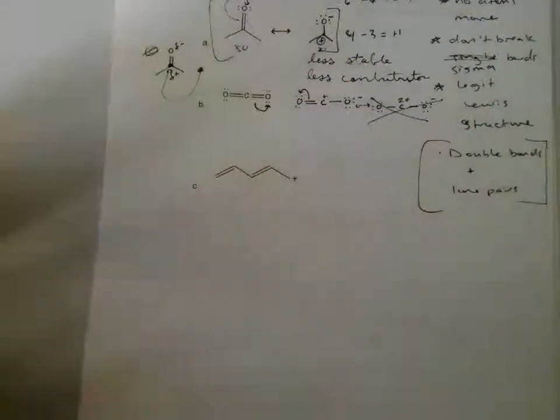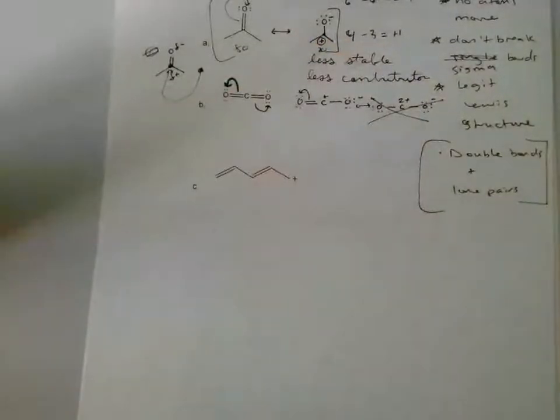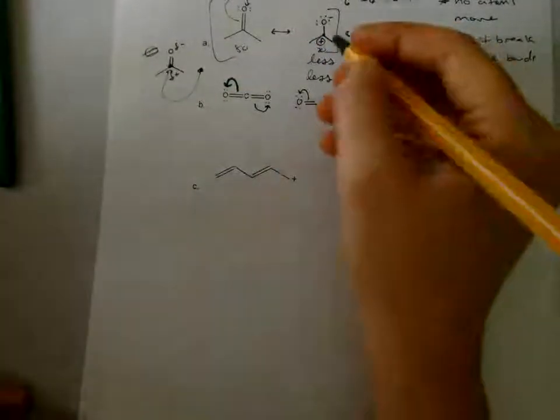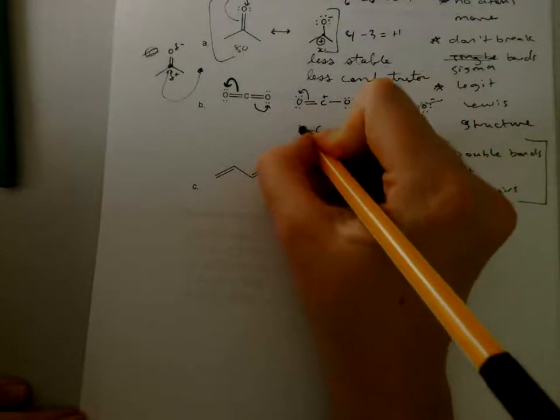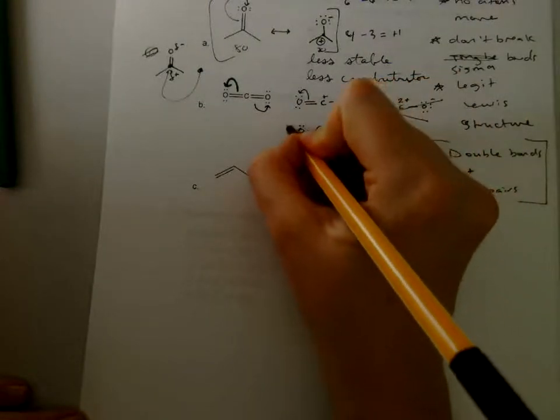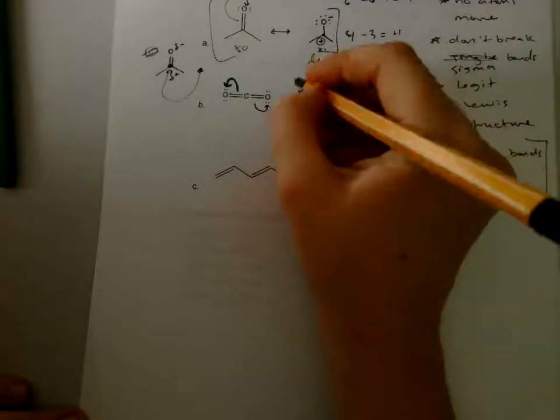Now, another option, and I'm going to use a different color to draw this, is to break the bond and go to the other side. So if we have this structure, these two might look very similar.